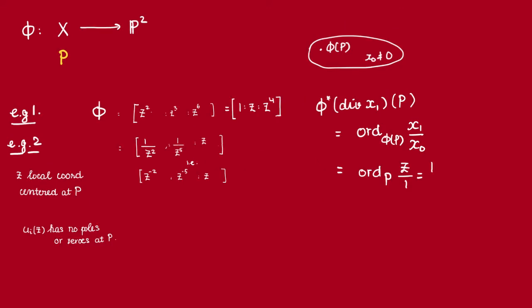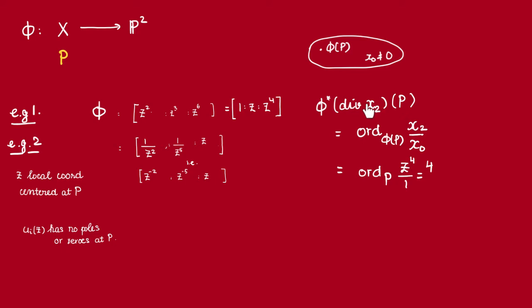Thus, in this case, we see that the point Vp is going to lie in the affine piece x0 not equal to 0. So, for example, if we want to compute the value of the pullback divisor of x1 at p, then we would just take the order of vanishing of x1 divided by x0, and that's going to be the same as the order of vanishing at p of this coefficient z over 1, right? So it's going to be 1.